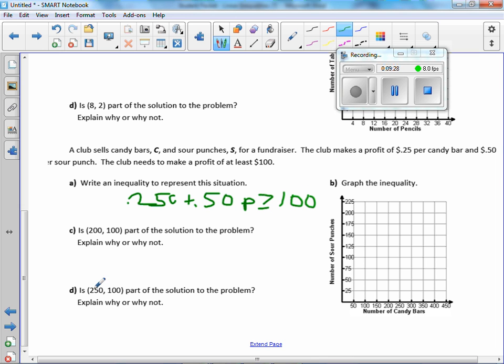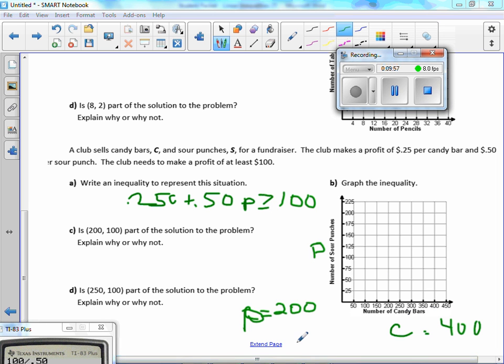Okay. So now let's graph it, and it tells you the number of candy bars here, and the number of sour punches here. So C is the candy bar and P is the punches. So we can use the intercept method again by just putting 0 in for, let's say, C to figure out what P is, and a 0 in for P to figure out what C is.